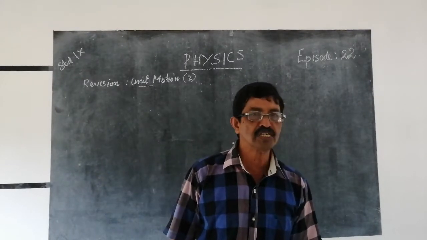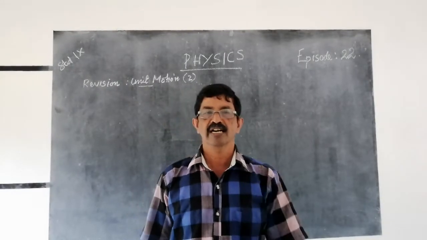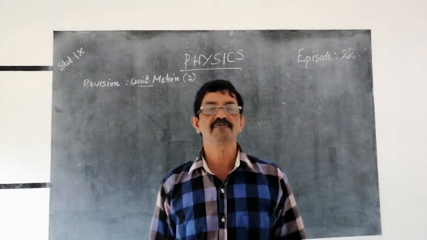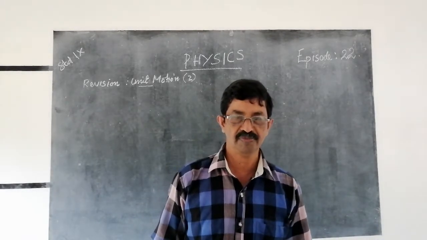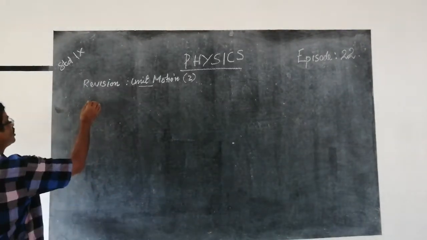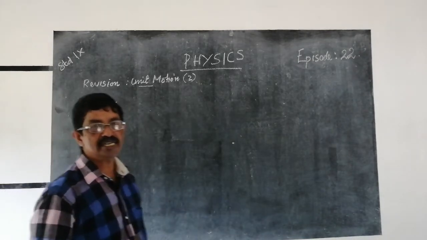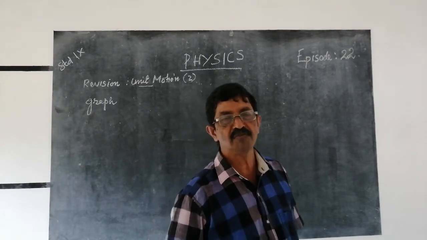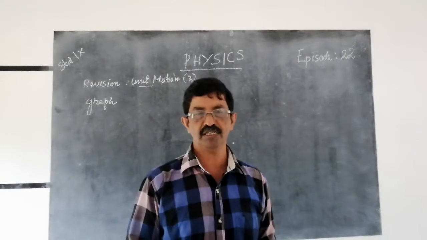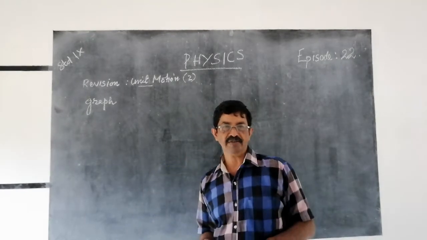Here, first of all, we want to know what is the relation of, or what is the use of a graph in the case of motion. We know graphs are used in different fields. For example, in a cricket play, the run rate and overs we can plot on the two axes, x and y.